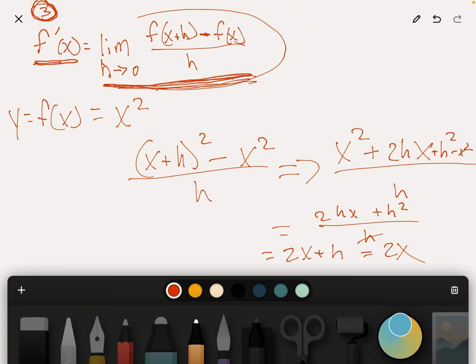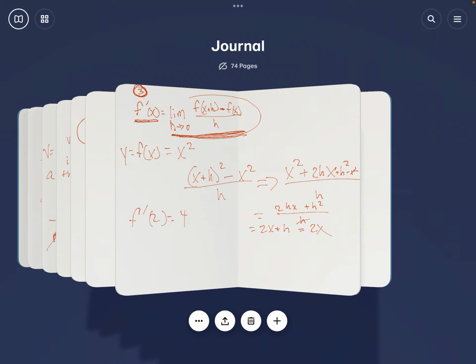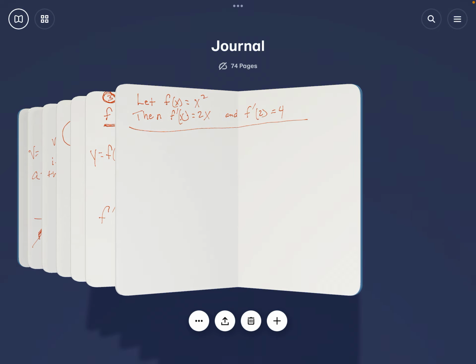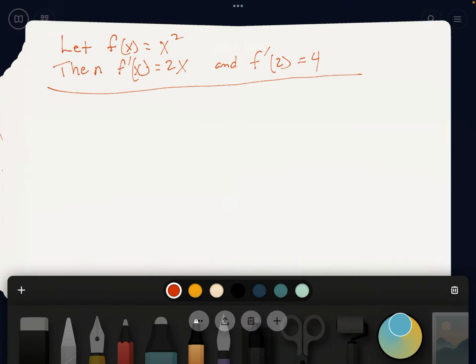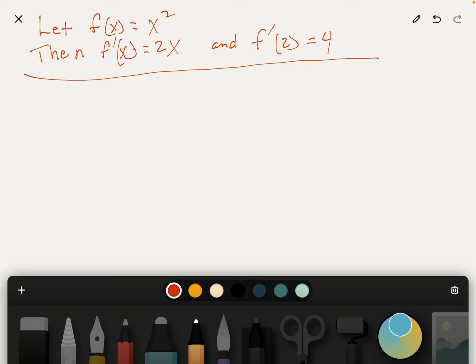Let's now look at, and so now if you want to find f prime of 2, you just plug in and you get 4. Okay. Now, getting back to problem 3, here's where I had a little trouble explaining this properly. So again, this is just our example to keep in the back of our head.